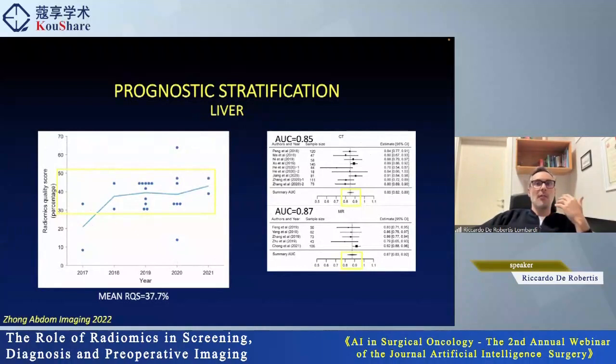Let's move now to the liver. Radiomics models showed a promising prediction performance for the prediction of microvascular invasion in HCC. 23 studies were included in this meta-analysis, more than 4,000 patients. And as you can see, the radiomics quality score was definitely better than other studies. And the areas under the curve were definitely good, both for CT and MRI. Of course, we need improvements in standardization and methodology, but the results are really encouraging.